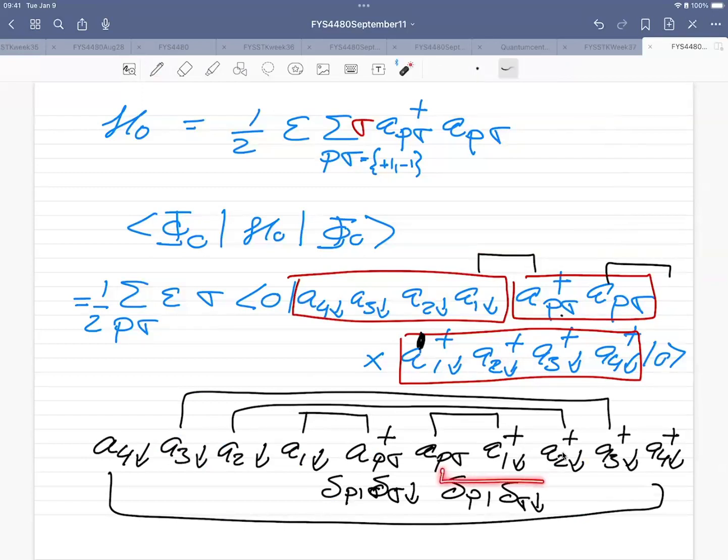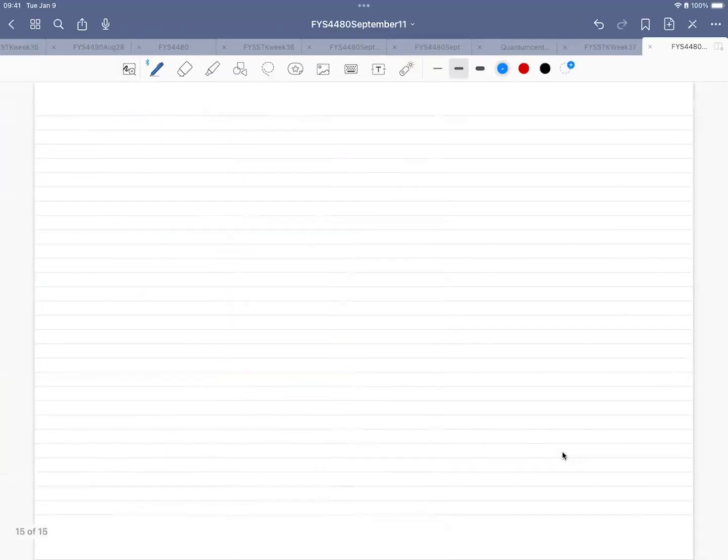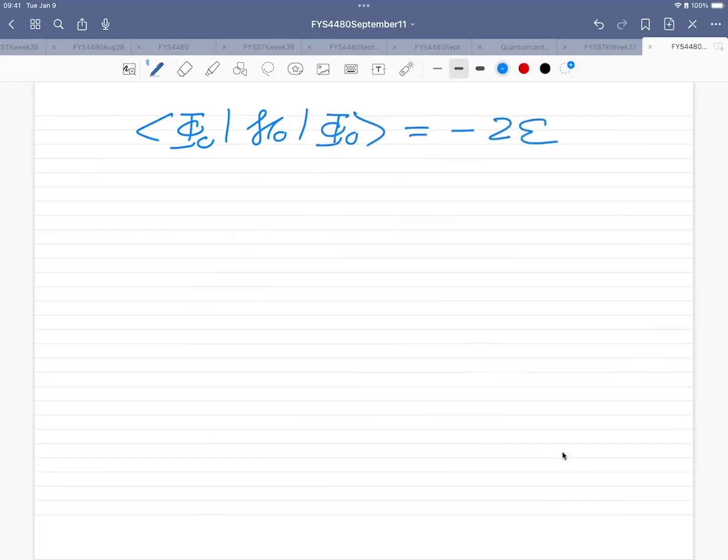Repeat this, where now P acts on 2, and then when it acts on 3, and when it acts on 4, it's going to give us a term which now has sigma equal to minus. So I will get minus 1/2. Surprisingly, when I do all of them, I get simply minus 2 times epsilon. So for that specific state, phi 0, the expectation value of H0 is going to be equal to minus 2 times epsilon.